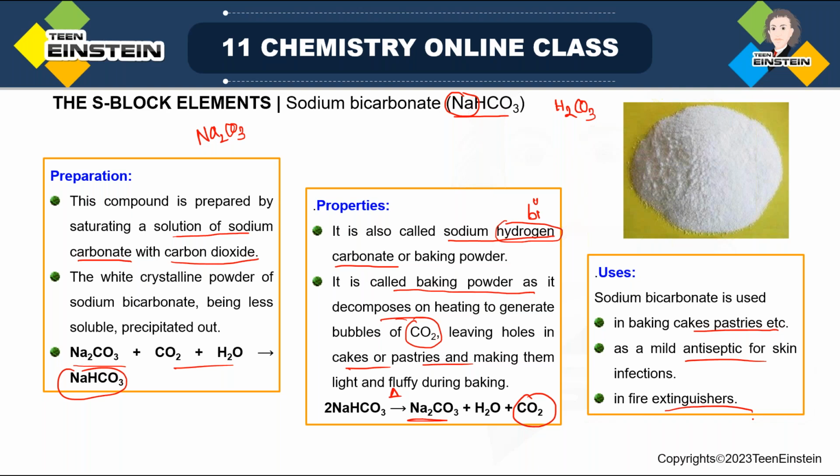When you are heating NaHCO3, there is production of Na2CO3, H2O and CO2. Now, this CO2 retards the fire, because fire needs oxygen, and if there is generation of CO2, it retards the process, so ultimately extinguishing the fire. And also there is formation of water, which helps in cooling the extra heat during fire. Okay, so these are the applications of sodium bicarbonate.